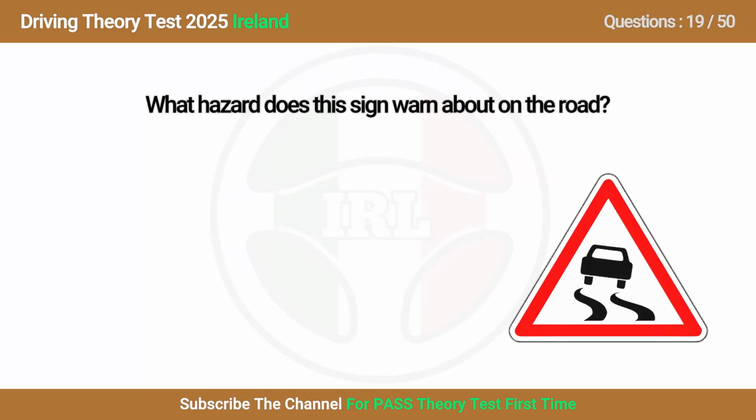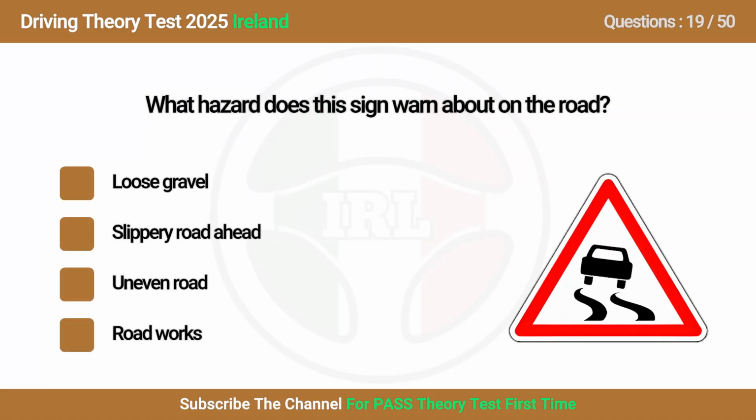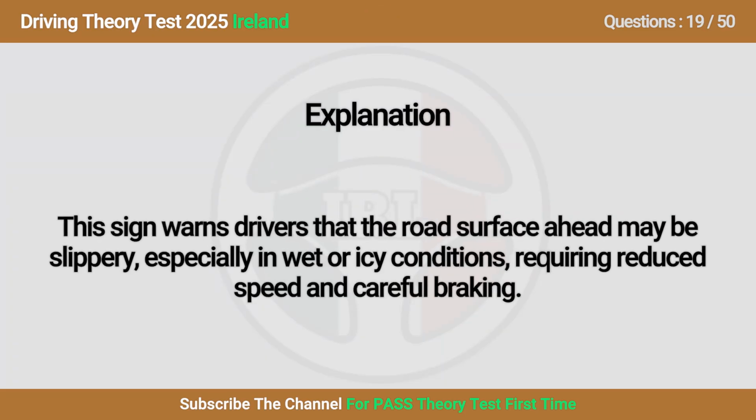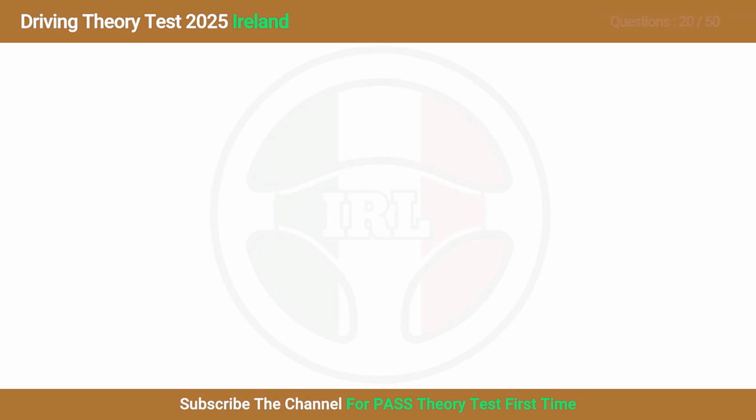Question 19. What hazard does this sign warn about on the road? A, loose gravel, B, slippery road ahead, C, uneven road, D, roadworks. Answer is B, slippery road ahead. This sign warns drivers that the road surface ahead may be slippery, especially in wet or icy conditions, requiring speed reduction and careful braking.